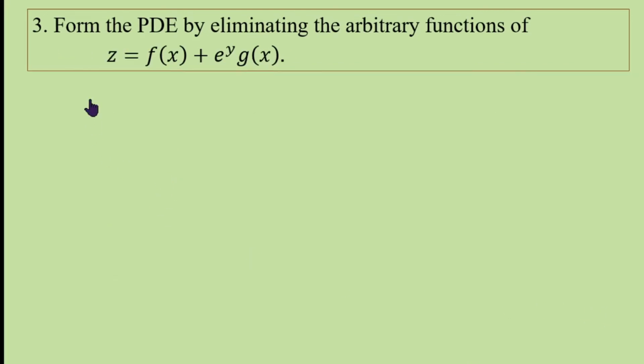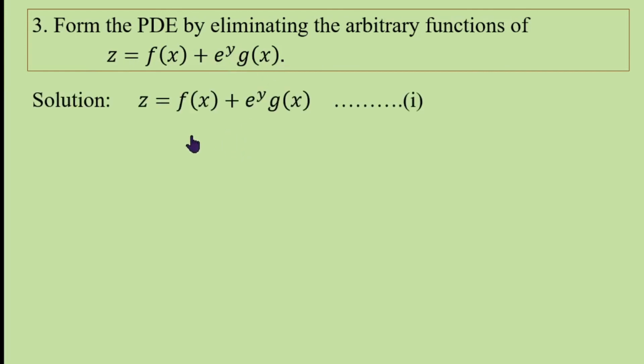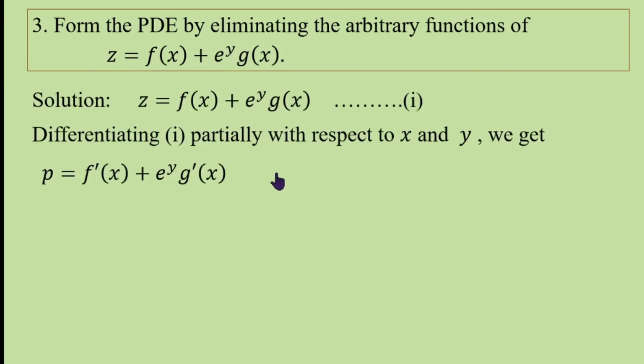One more example. Form the PDE by eliminating arbitrary functions of z equal to f of x plus e power y into g of x. Now differentiate partially with respect to x. So p becomes f of x derivative f dash x, e power y is constant, g of x derivative is g dash x, and q is, that means when you differentiate partially with respect to y, f of x is constant, therefore it is 0 plus e power y into g of x.